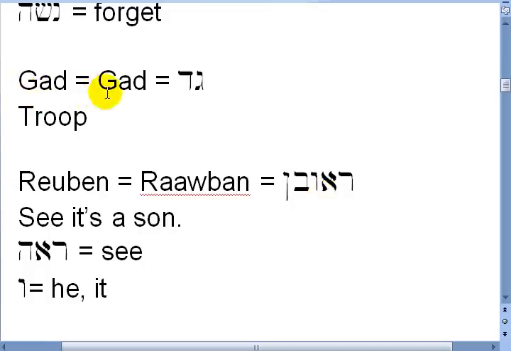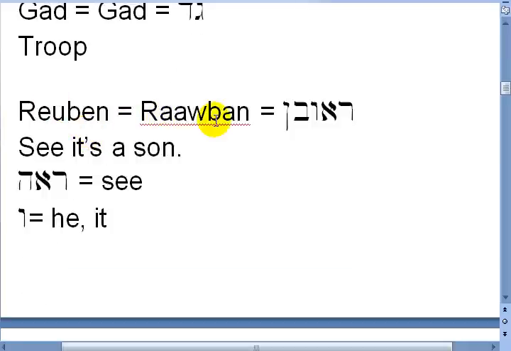Gad, God, troop. Alright? Reuben, Ra'aban, bun, see, it's a son. Ra'ah, what you see at the beginning here, Ra'ah, is see, and then the wa, actually what this should be is bun. Alright, so give me 1 second here. Bun, which is son.